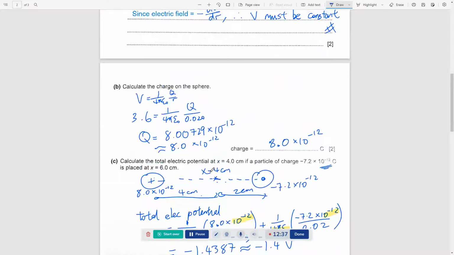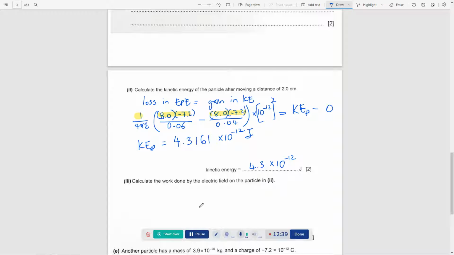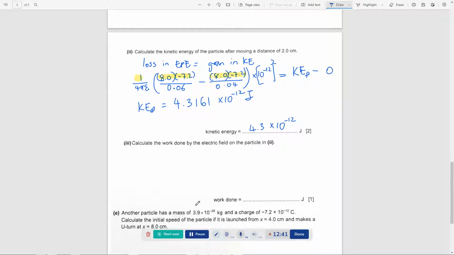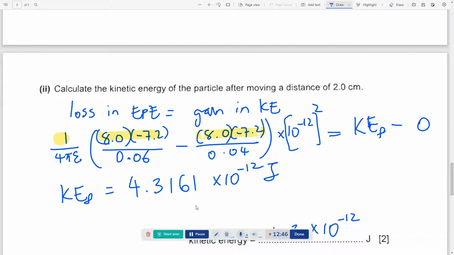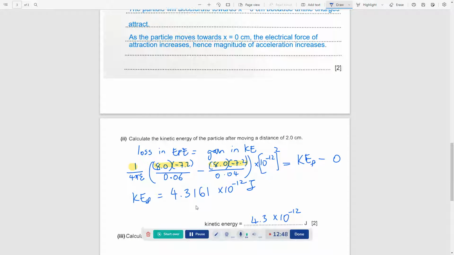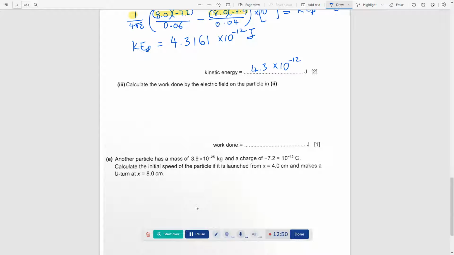Let me check. Okay, so I'm not so sure why they ask you to calculate the loss, but basically the work done by the E field is going to be just the gain in KE. So it also will be 4.3 times 10 power minus 12.